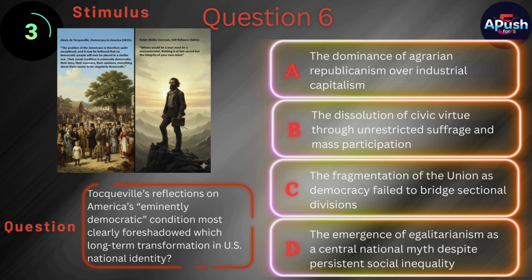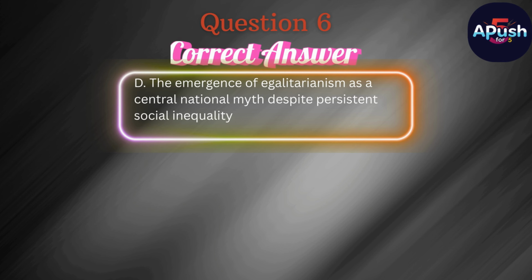The correct answer is D. The emergence of egalitarianism as a central national myth, despite persistent social inequality. Tocqueville recognized that the idea of equality, more than its full realization, would become America's defining creed.